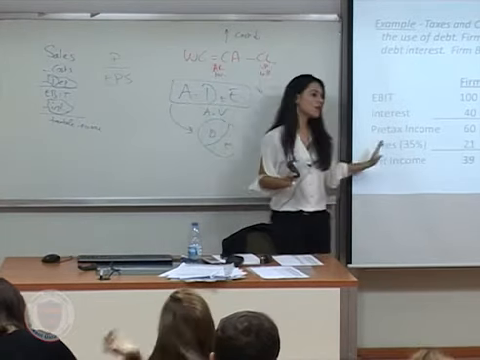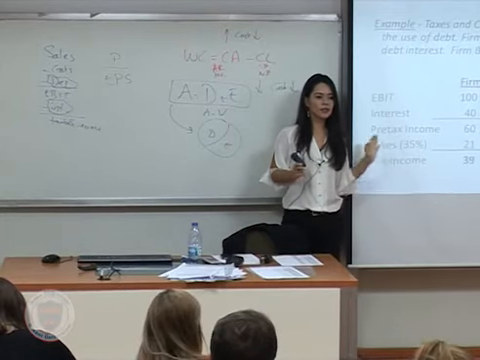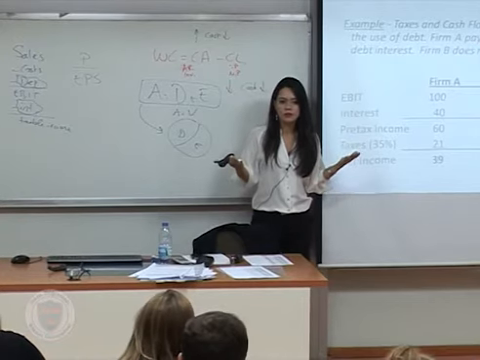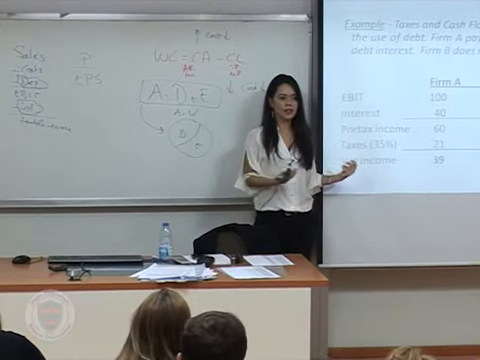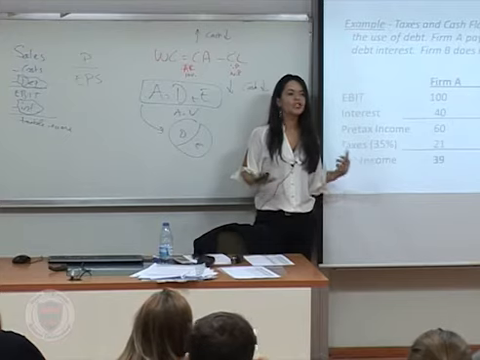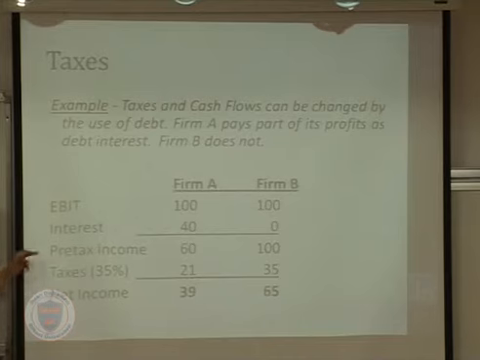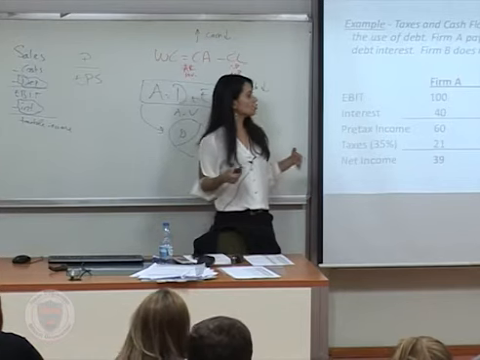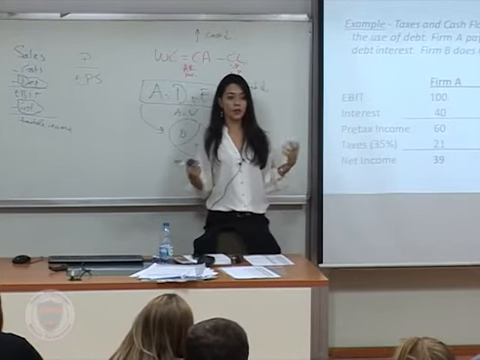Very good. So net income can be distributed to which stakeholder? Which stakeholder can get a part of net income? Shareholders. Perfect. Interest is paid to debt holders. So firm A generates $39 for shareholders. Firm B generates $65 for shareholders. So it looks like firm B is generating more money.